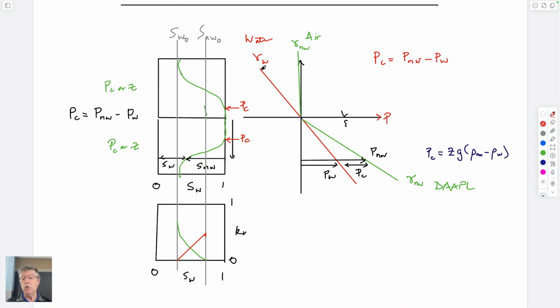So even though it looks like the water is in tension, because by definition the capillary pressure is the non-wetting minus the wetting, and this is the pressure in water, negative negative is a positive. And so the capillary pressure is going up. So it allows you to define the saturation as you go upwards. This would be the saturation of the non-wetting, and this would be the saturation of the wetting.